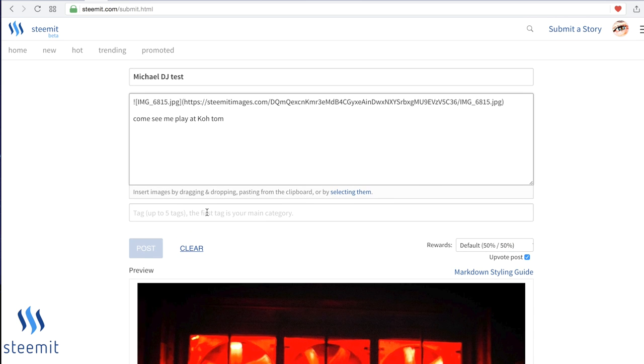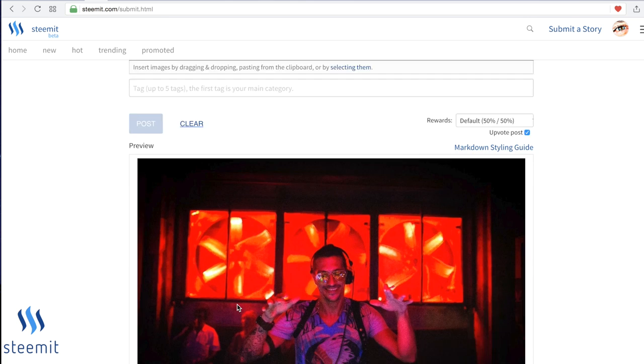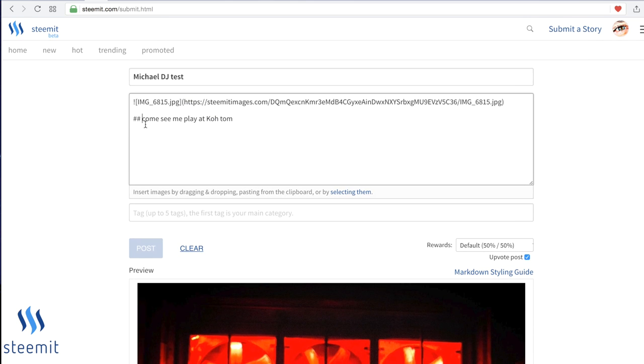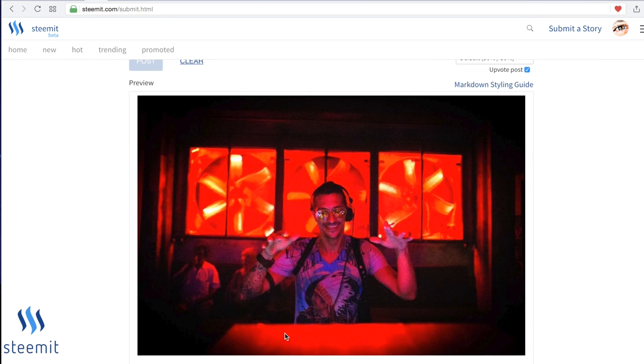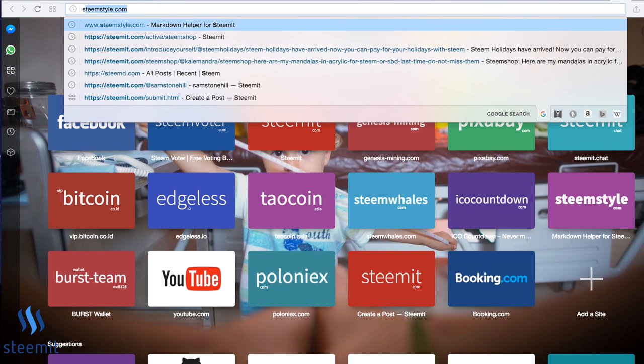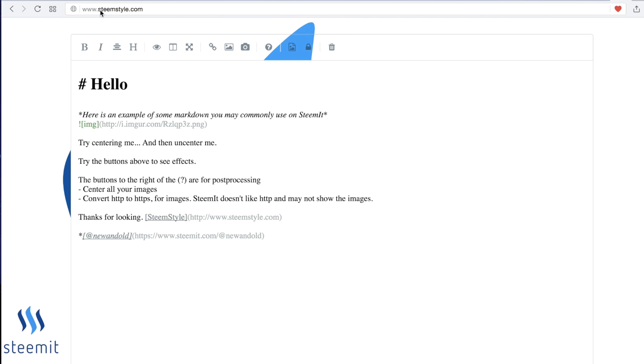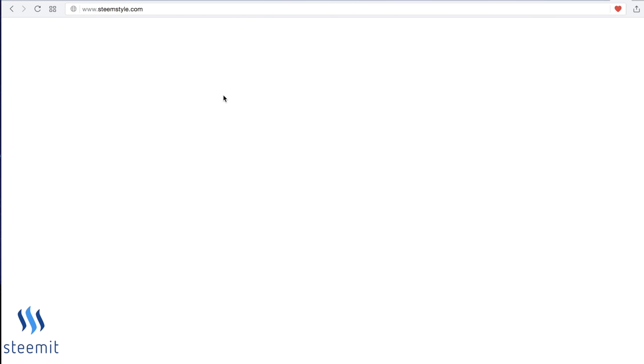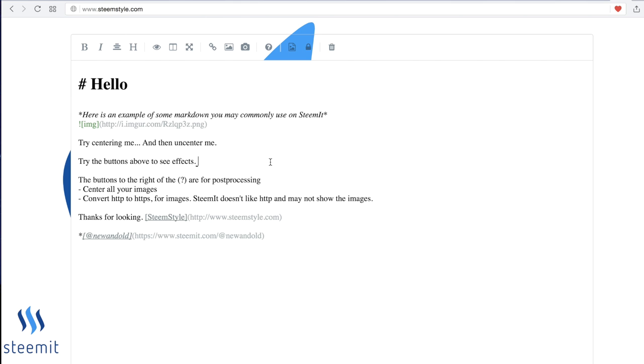Now, there's all these other little tricks. For example, a double hash before will create a bold, and the more hashes you add, the smaller it gets as a bold. You'll learn these little tricks as you go along. There is a website called Steem Style. I should probably send you all of these, but I guess you can if you watch this video later. In Steem Style, you can design your text. You can change the form. You can center it. You can do interesting things with it.